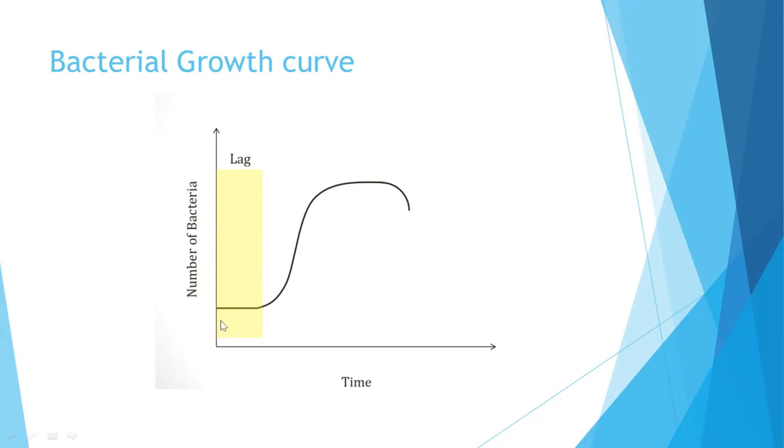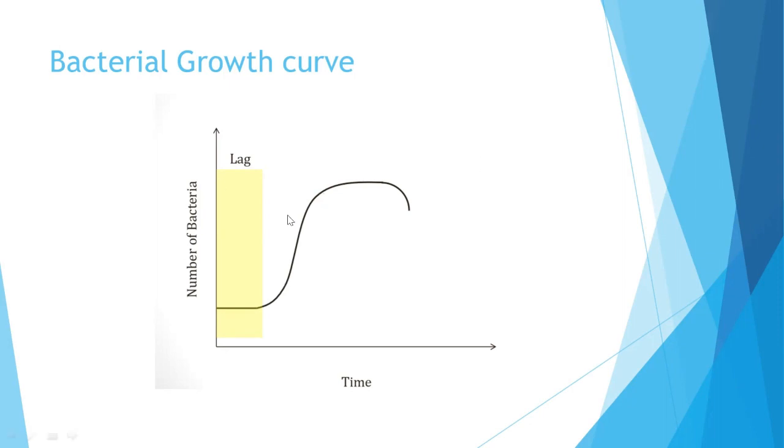So first, in case of lag phase, the bacteria is getting acclimated to the environment. The bacteria has just entered the cell and it is getting acclimated to the environment. In case of log phase, the bacteria is rapidly dividing. The number of bacteria is rapidly increasing. It is rapidly consuming the cell components, the energy and all.